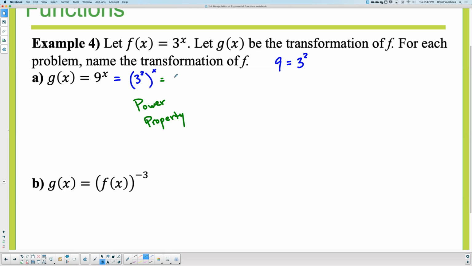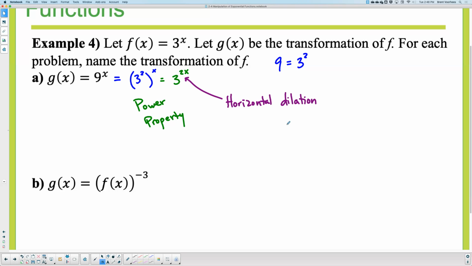Multiply. You multiply. So I could say this is 3 to the power of 2x. So what type of transformation did we do here? Horizontal or vertical? The 2, is it on the x or the y? It's on the x, so it's horizontal. When you multiply, that's what that 2 is doing. It's multiplying. Is that a translation, dilation, or reflection?